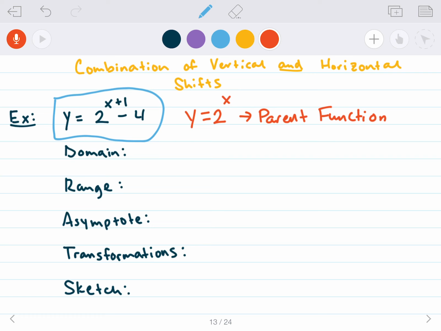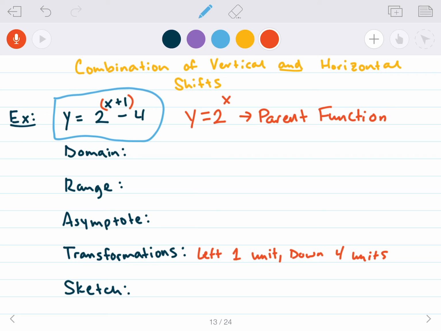And if we look in our argument, what's happening to the x? Well, +1, which means we're not moving to the right. It's opposite what you think. We're moving to the left 1 unit. So the transformations here, we're going left 1 unit. And then this -4 after the function is telling us we're shifting down 4 units. Those are our transformations.